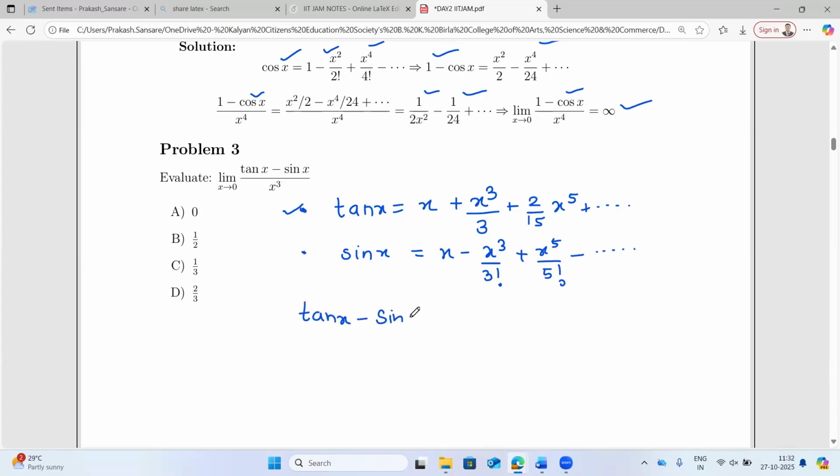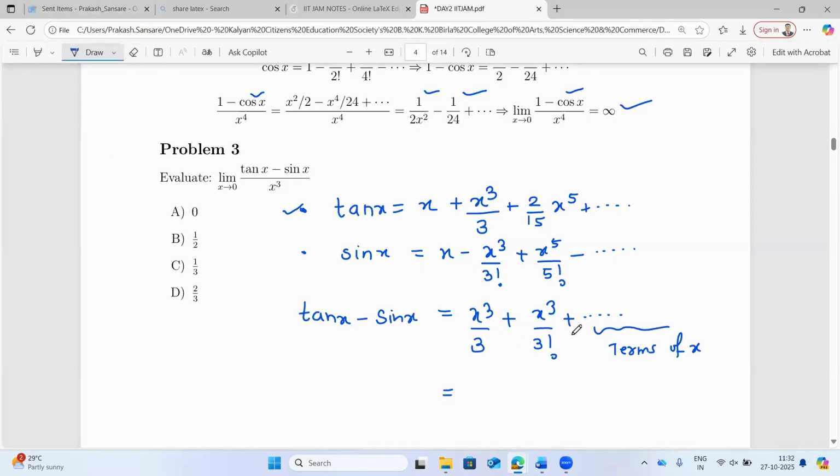minus sin x will be, x will get cancelled, so it will be x cube by 3, this minus minus becomes plus, x cube by 3 factorial. Now here again it's dot dot dot. So here I will purely have terms of x, so I'm not writing that. So what is this addition? 3 factorial is 6, so I may write down this is 6.